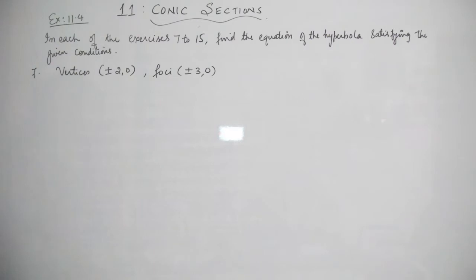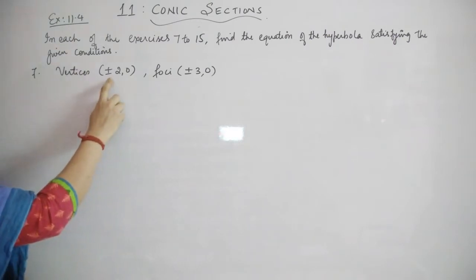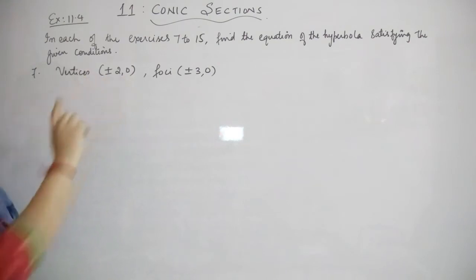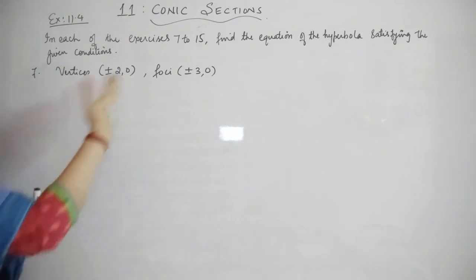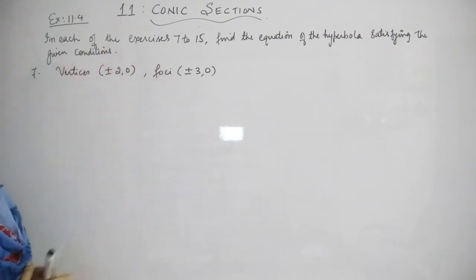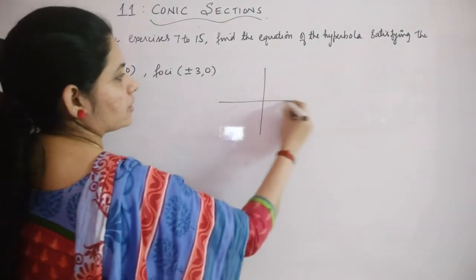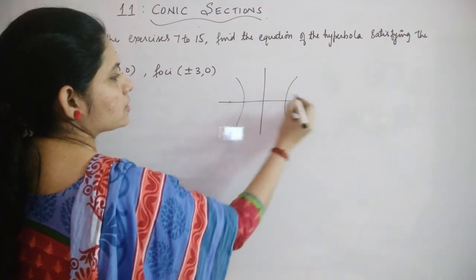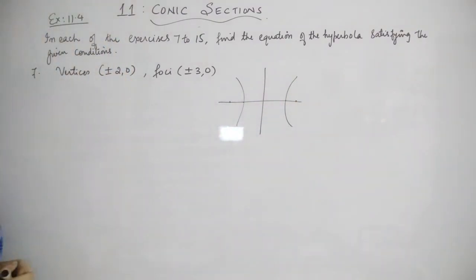3, 0. So again you can see the form of the vertex is plus or minus a, 0. Vertices are of the form plus or minus a, 0 means the vertices and the foci both are lying on the x-axis. So this will be your vertices, this is foci like this, and we know that this type of hyperbola has an equation of the form x square by a square minus y square by b square equal to 1.